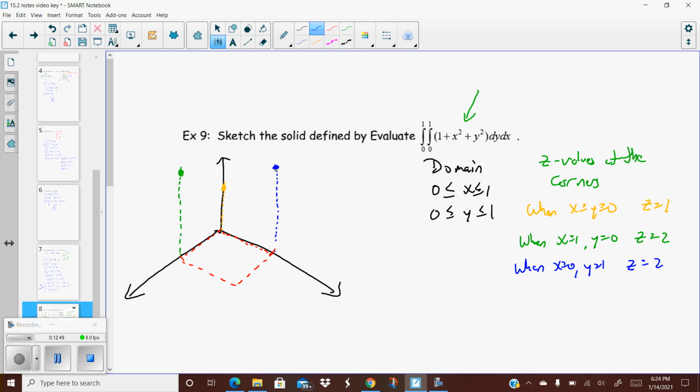And then we've also got when x and y both equal 1. I don't really have another color to choose from that's going to work really nicely here. I guess I could use red. When x equals 1, y equals 1, z is then going to be 1 plus 1 plus 1, which is 3. That's going to be much higher. It's going to be way up here.